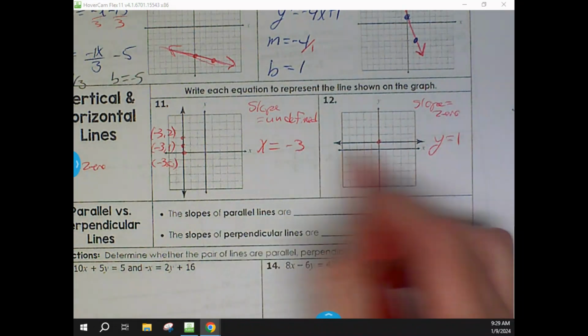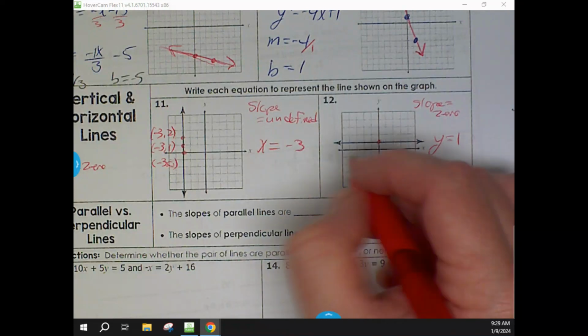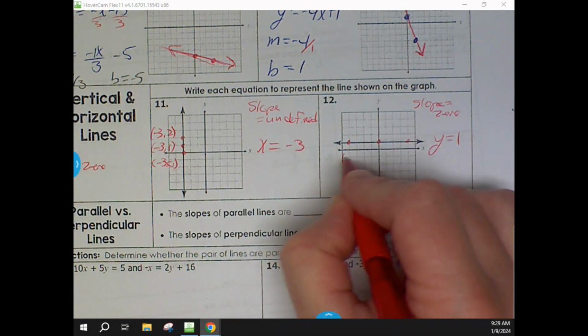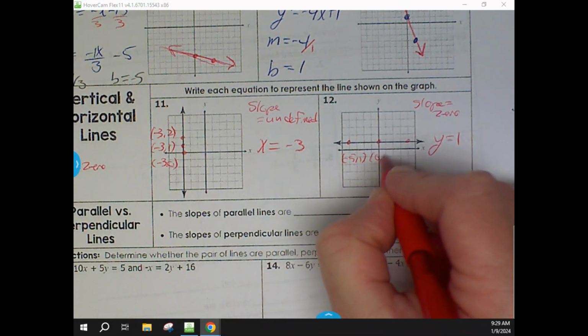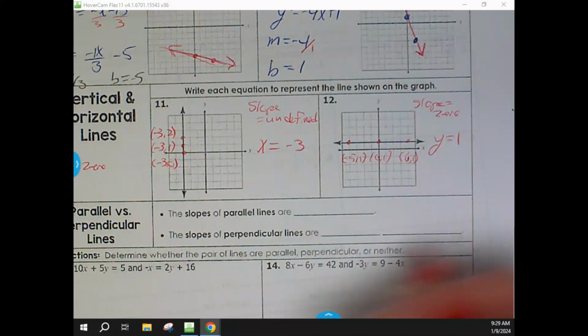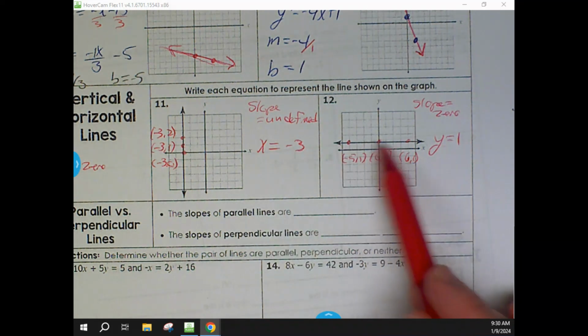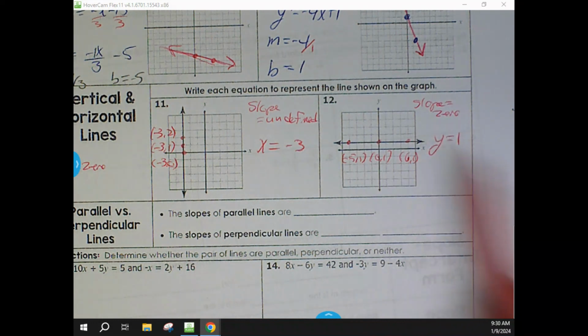Same thing if you plot everything here. Every single point here, so if you plot a point back here or over here somewhere, this point's at like -5, 1. This point's at 0, 1. This point's at 6, 1. Every single one of these points, if you plot it, the y value is always 1. So it's just going to be y equals 1. Okay, so again, sometimes if you get stuck on these, just go back and do the basic simple things. Just write down some points of what's on the line, and then you'll see, oh okay, it's always got x equals -3, so that's x equals -3. Every single one of these points on the line always has the y value at 1, so it's just y equals 1.